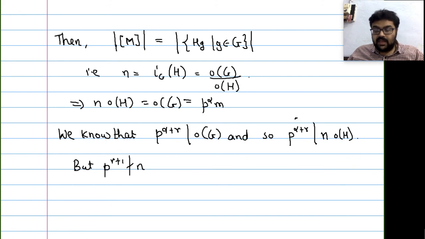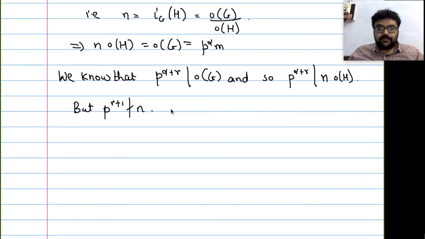So the remaining alpha, where should it go? Because P power alpha R plus 1 does not divide n. So maximum is P power R coming from here. Maximum P power R. So remaining are P power alpha. So at least P power alpha should come from order of H. Whatever n is not able to give, that should come from order of H.